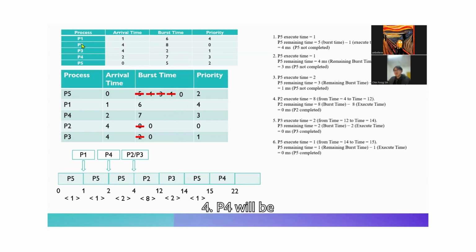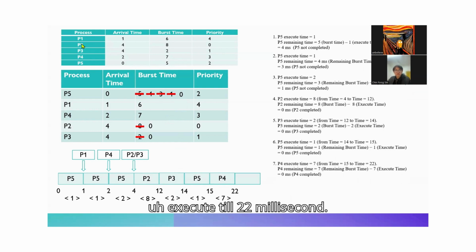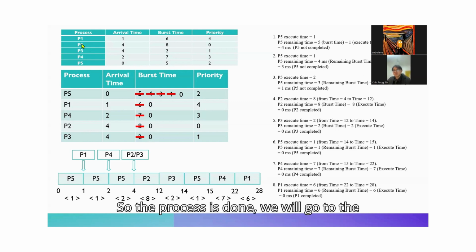Okay, then P4 will be executing at 15 millisecond to 22 millisecond because of its next higher priority and the burst time of 7. P4 will execute till 22 millisecond. So we can see that now P4 is finished. The last but not least is P1. P1 will be 22 to 28 millisecond, which is a 6 millisecond process because of its burst time of 6 and execute time of 6 milliseconds. So the process is done.